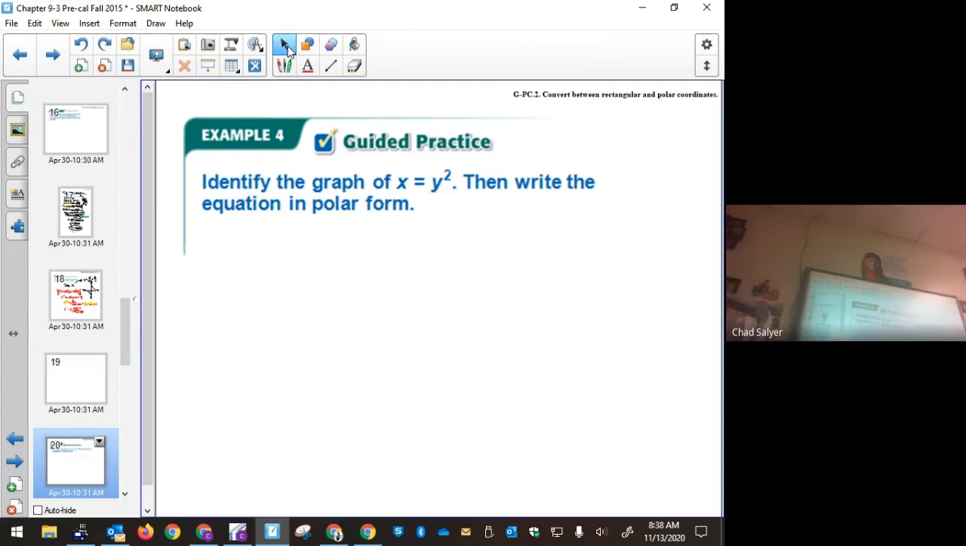It should just be R cosine theta equals R squared sine theta. X equals R squared should be correct. Let's see. This is good. So you would have to divide both sides by R. So this would be one over R.